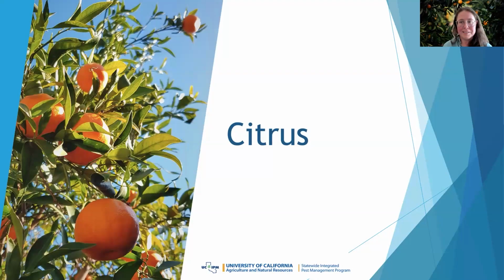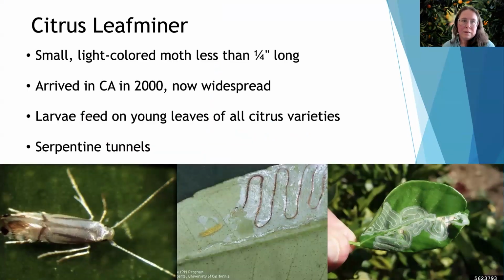First, let's talk about a few invasive species that impact citrus trees. One relatively common invasive citrus pest is the citrus leaf miner. It's a small light-colored moth that's less than a quarter-inch long, and it arrived in California in 2000 and is now widespread across the state. The larvae are tiny grubs that tunnel through the underside of citrus leaves, and these prefer to feed on the tender new leaves at the tips of branches and remain inside of the leaves until they emerge as adults.